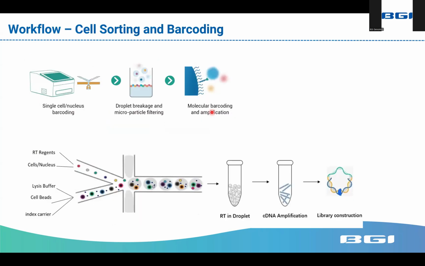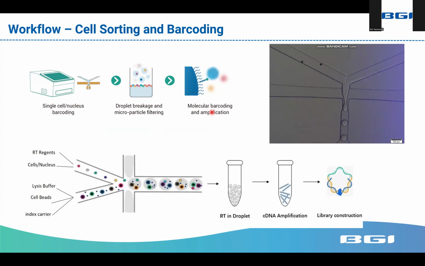Then we will use the high-quality cell suspension to do sorting and barcoding. The sorting is based on microfluidics. The cell suspension and beads will flow through the channels and are wrapped into oil droplets. The cell beads combine with the cells and then capture the RNA. After reverse transcription, cDNAs will be released and used to construct the library.